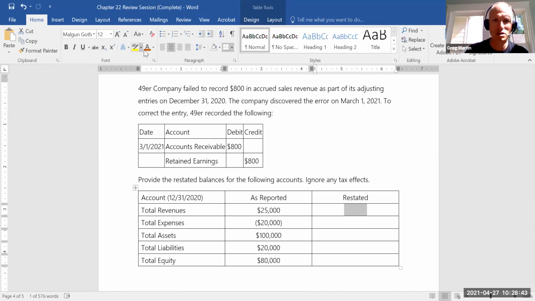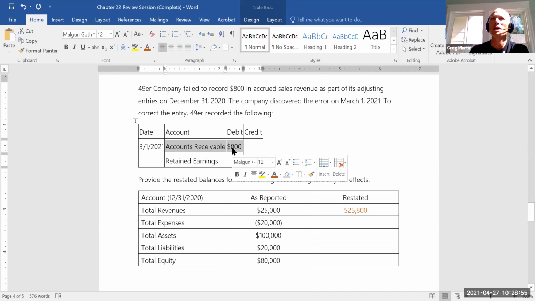And the answer is 25,800. 25,800. Good. All right. So the answer is 25,800 because, if I had recorded that receivable, there needs to be a credit, and that credit would have been sales revenue. And of course, that would increase what we would have reported on our financial statements as sales revenue. So the answer is 25,800.